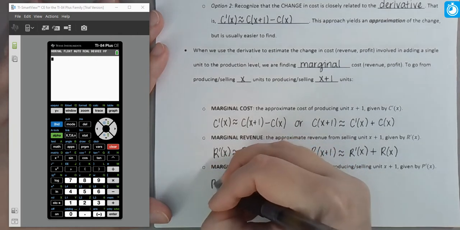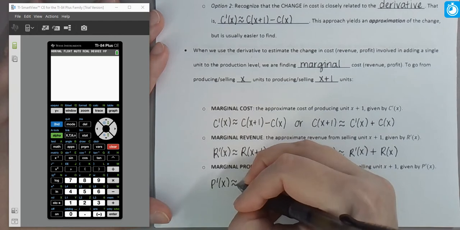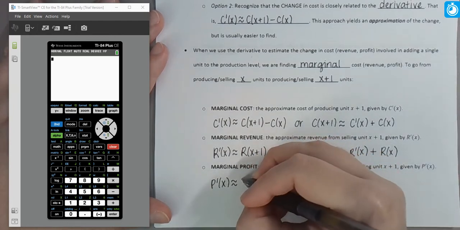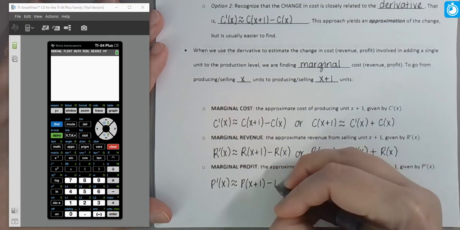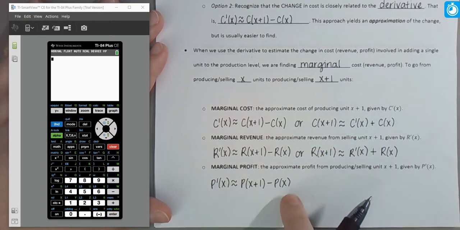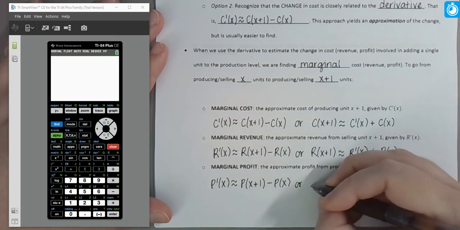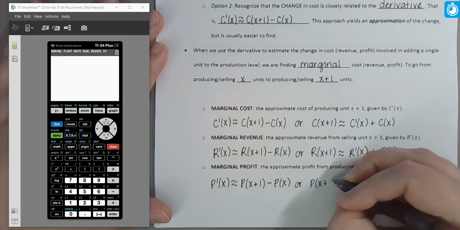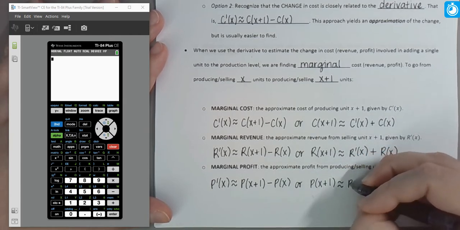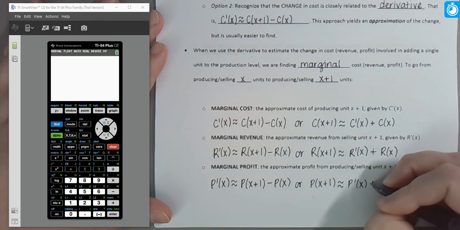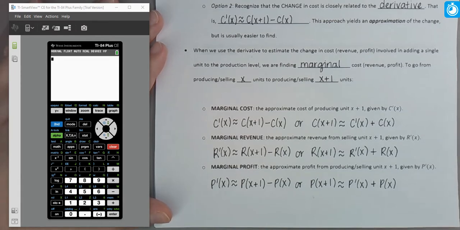And then again, same thing with profit. So the marginal profit, aka the derivative, is approximately the same thing as the exact difference in profit going from x units to adding on an additional unit. Or alternatively, the total profit for producing that 1 extra unit is approximately the same thing as the marginal profit at the current production level plus the total profit at that current production level.